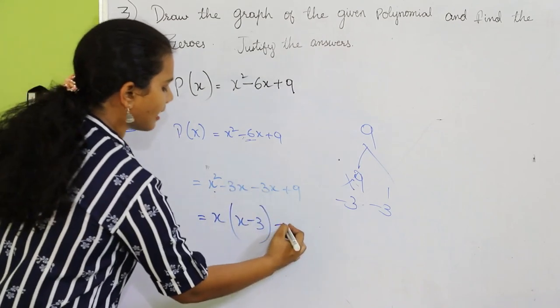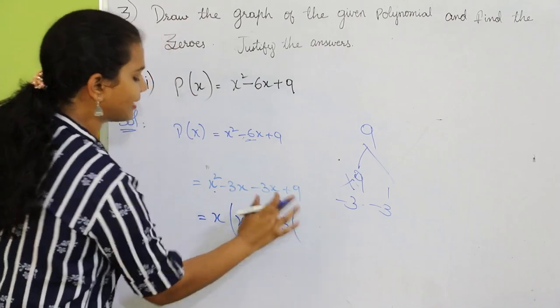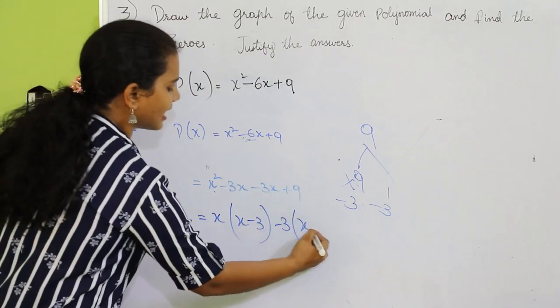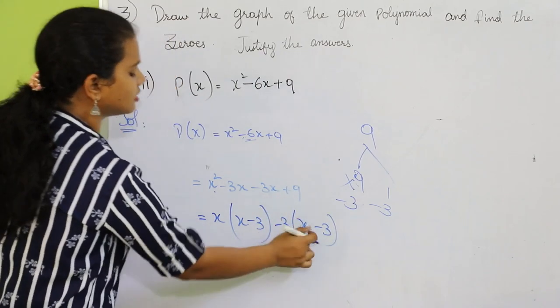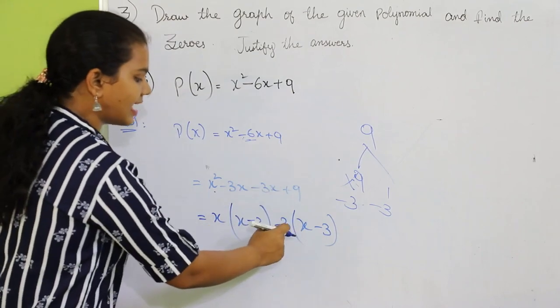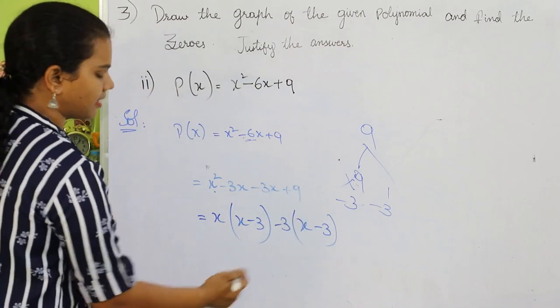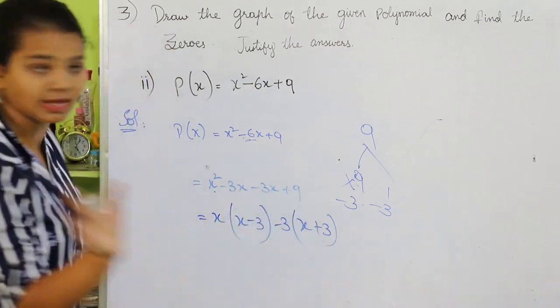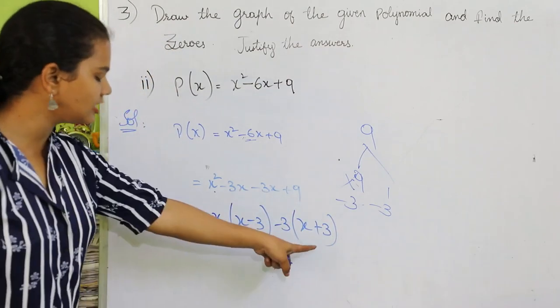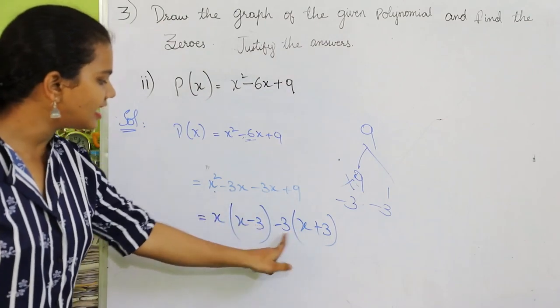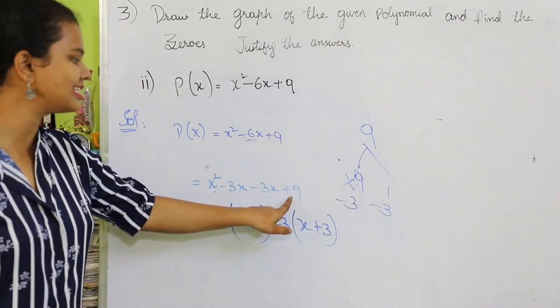Clear? Again add minus 3 over here, write minus 3 over here. Now place x minus 3 as it is. Because x into x minus 3, then minus 3 into minus 3 gives plus 9. Because if I place plus 3 over here, then what happens? Minus 3 into plus 3 is minus 9.